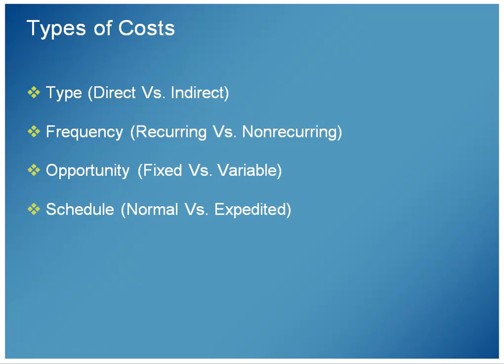And as we think about them, we can also break them into different types, whether it's direct or indirect, the frequency, whether it's recurring or non-recurring, the opportunity, whether it's fixed or variable, and the schedule, whether it's part of the normal schedule or whether it's expedited because we're trying to beat the original schedule, or address something where we got off the original schedule, we need to get back onto the original schedule. So let's take 4 slides here and talk about each of these 4 different types.